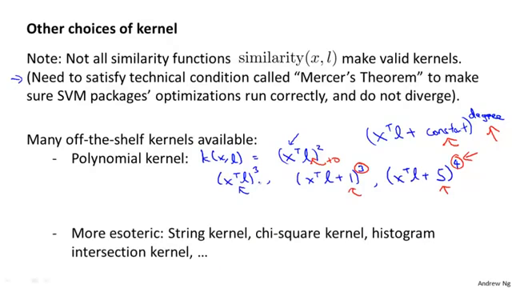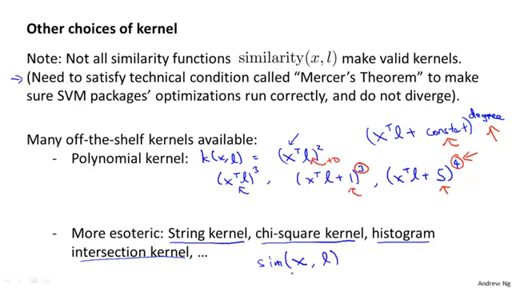And then depending on what you're doing, there are other more esoteric kernels as well that you may come across. There's a string kernel. This is sometimes used if your input data is text strings or other types of strings. There are things like the chi-square kernel, the histogram intersection kernel, and so on. There are more esoteric kernels that you can use to measure similarity between different objects. So, for example, if you're trying to do some sort of text classification problem where the input x is a string, then maybe you want to define the similarity between two strings using the string kernel.